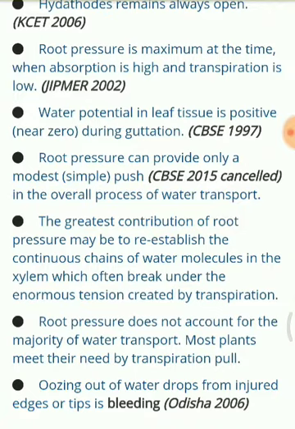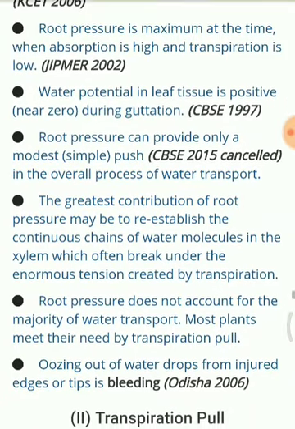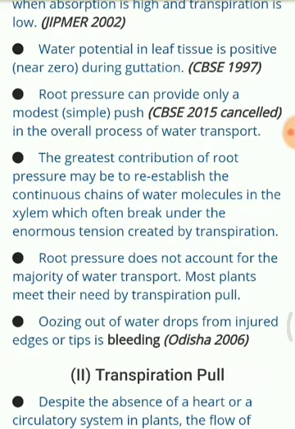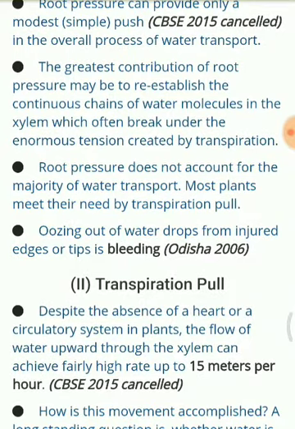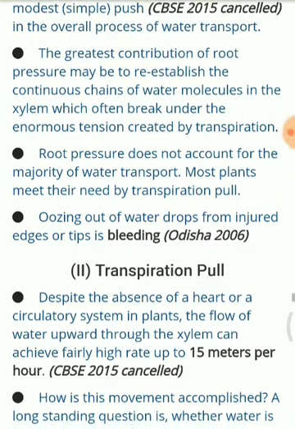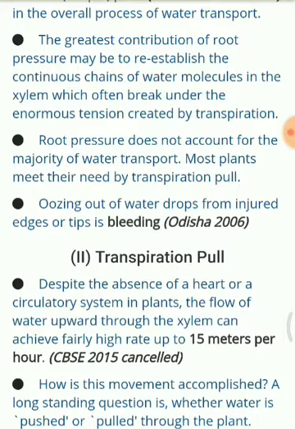Root pressure can provide only a modest push in the overall process of water transfer. The greatest contribution of root pressure may be to re-establish the continuous chain of water molecules in the xylem, which often break under the enormous tension created by transpiration. Root pressures do not account for the majority of water transport. Most plants meet their need by transpiration pull. Oozing out of water drops from inside edges or tips is bleeding.